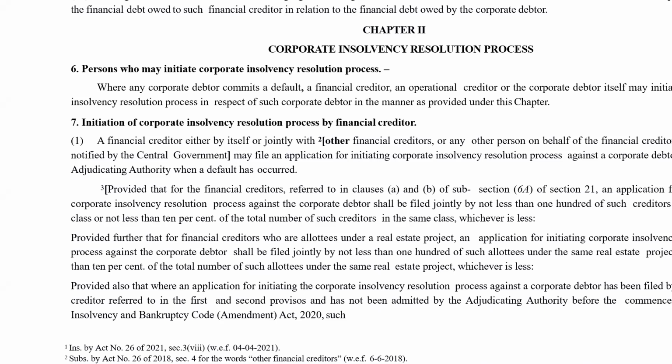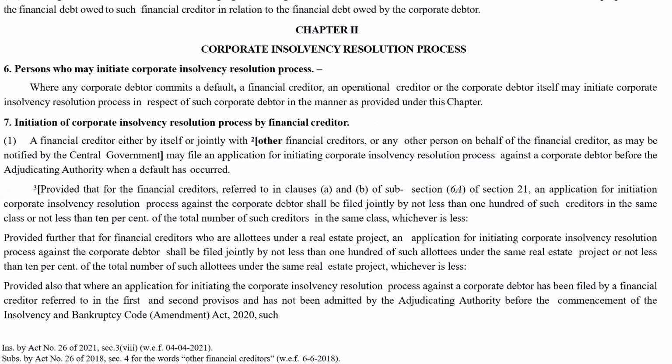So it says a financial creditor either by itself or jointly with other financial creditors or any other person on behalf of the financial creditor as may be notified by the central government may file an application for initiating CIRP against a corporate debtor before the adjudicating authority when a default has occurred. Okay? So it could be either singly or jointly. Provided that for financial creditors referred to in clauses A and B of subsection 6A of section 21. So now it is referring to section 21.